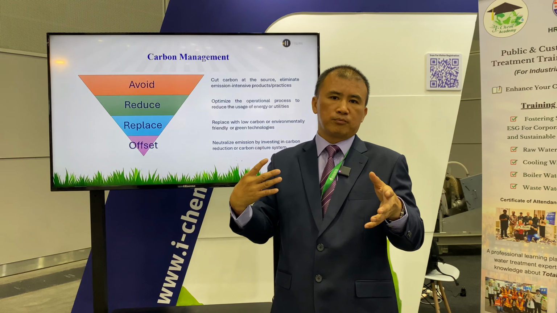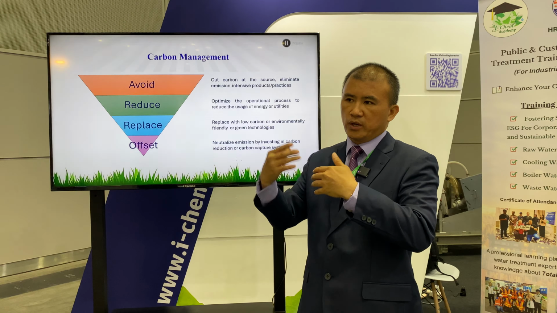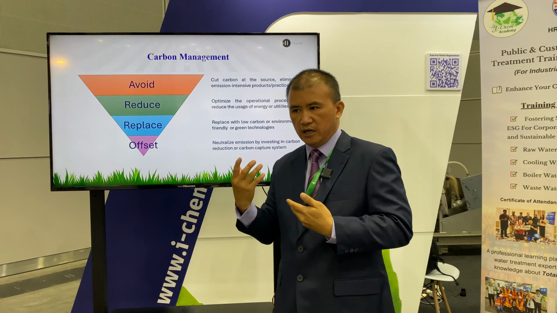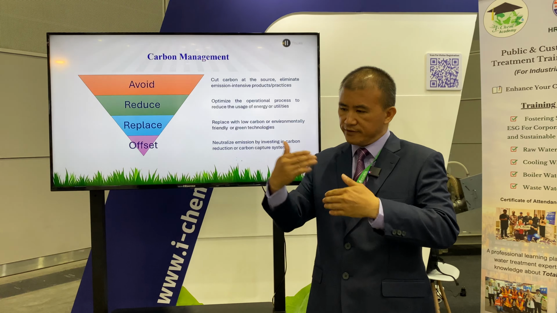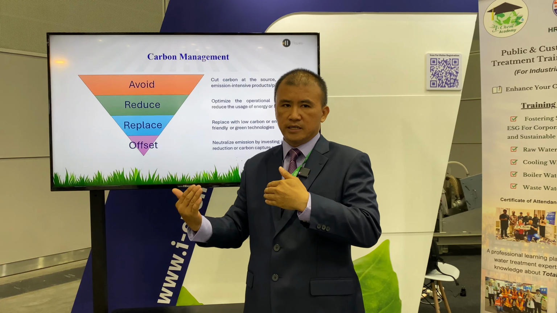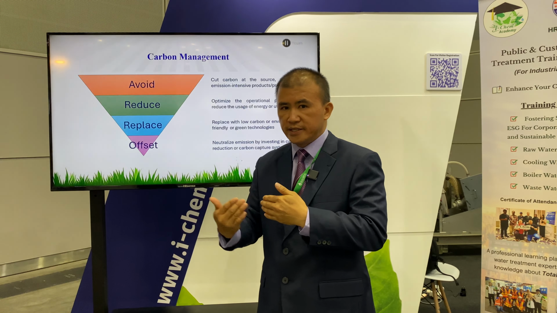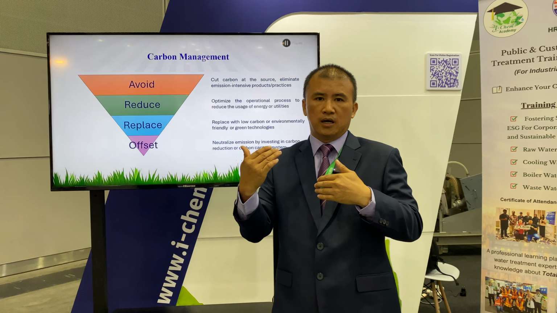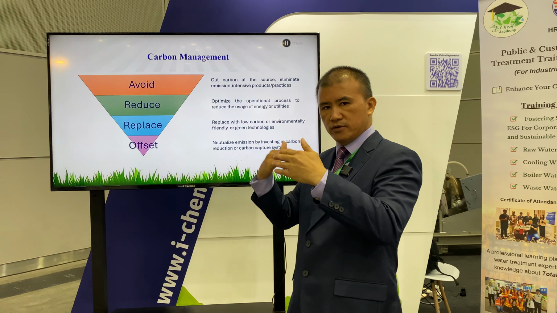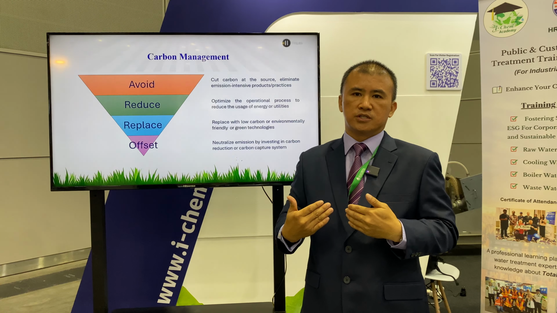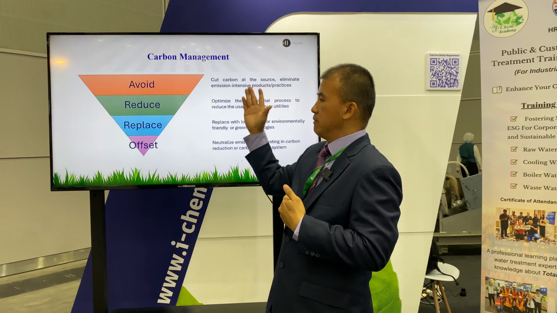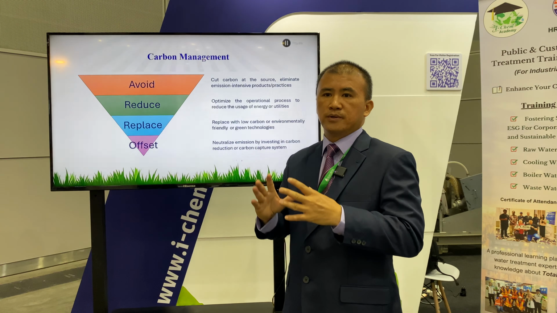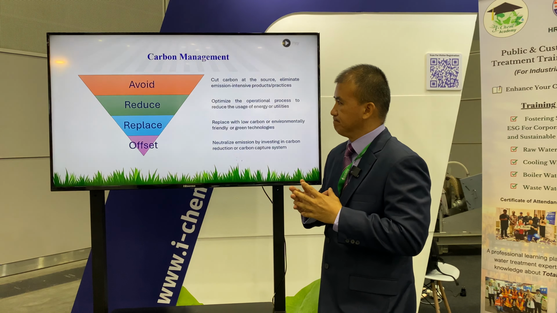For example, we install solar panels. So with solar panels, we calculate the energy produced, then from there we can register for the REC, renewable energy credits certificate, to offset our power consumption, and eventually cut down our carbon dioxide emission. So this is for our carbon management for sustainability. Next.